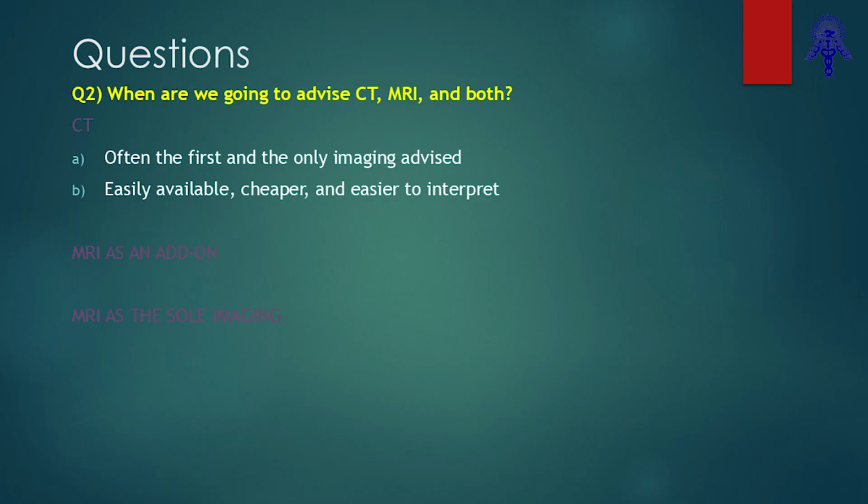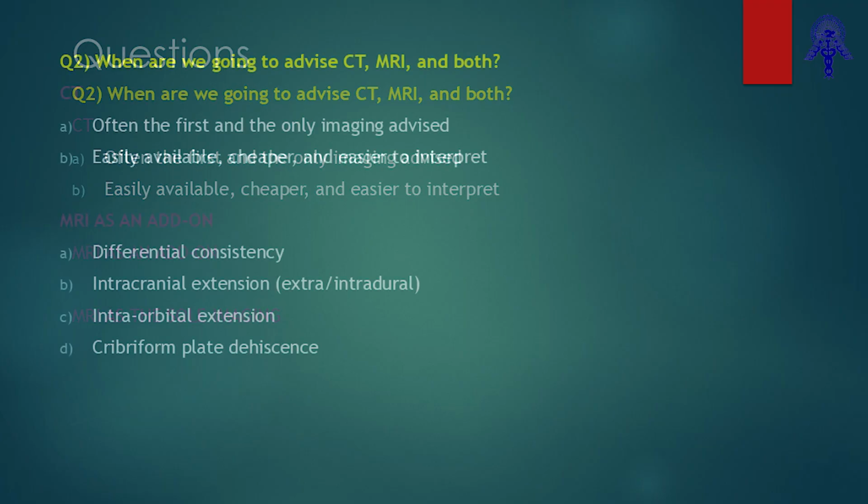Secondly, the second question is, when are we going to advise a CT scan, MRI, or both? Generally the CT scan is the first line of imaging investigation we tend to advise, because it is easily available, is cheaper, and is actually easier to read than the MRI. However, we can add MRI as an add-on. Next slide.